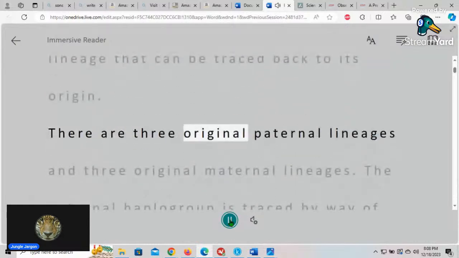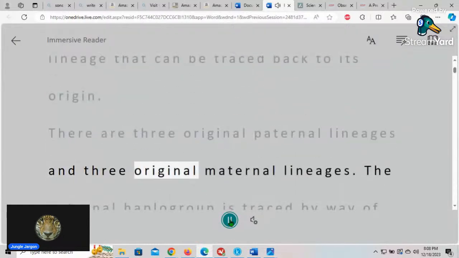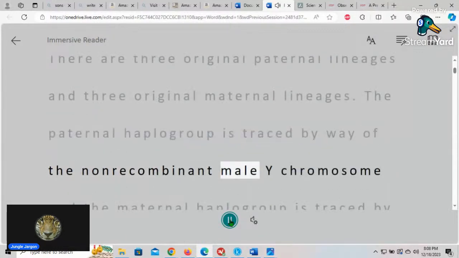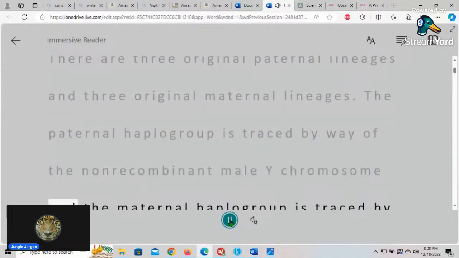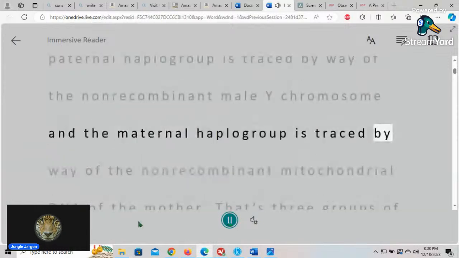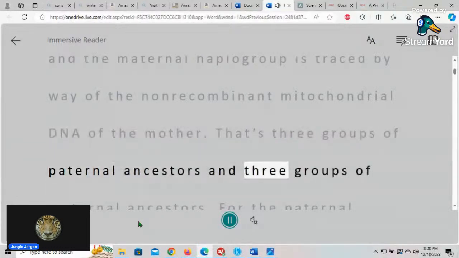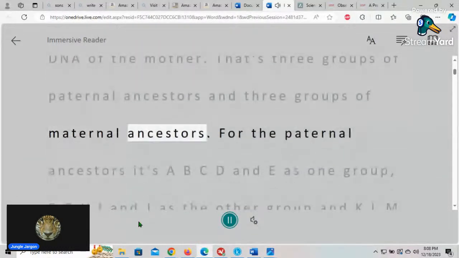There are 3 original paternal lineages and 3 original maternal lineages. The paternal haplogroup is traced by way of the non-recombinant male Y chromosome, and the maternal haplogroup is traced by way of the non-recombinant mitochondrial DNA of the mother. That's 3 groups of paternal ancestors and 3 groups of maternal ancestors.